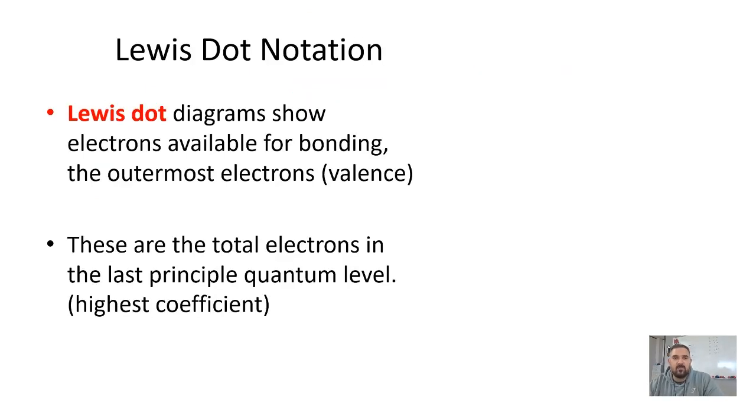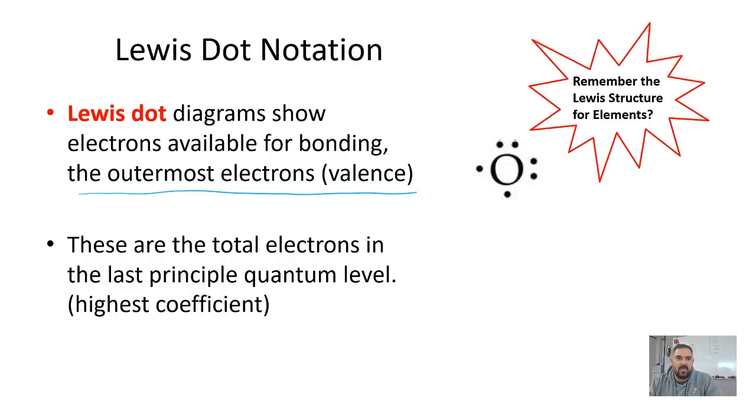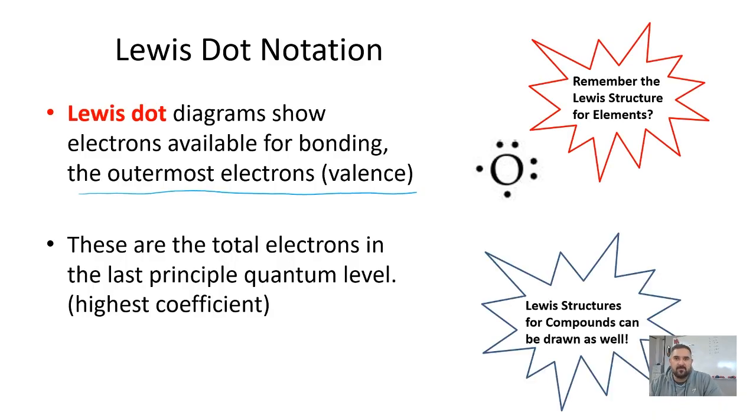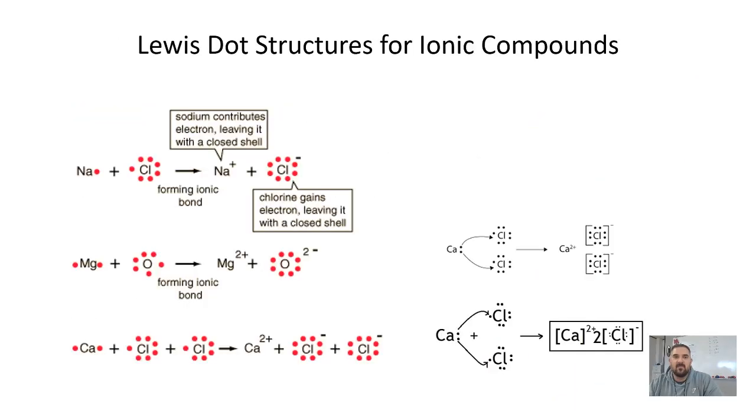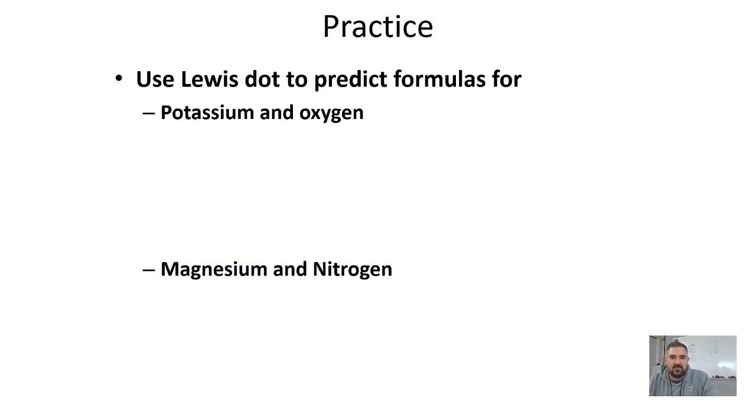Now, what do Lewis dot structures show? They show you the outermost electrons only. So valence electrons are what you're looking at with Lewis structures. So the first ones we're going to do are going to be Lewis structures for ionic compounds, which are very simple. So I'm just going to start with examples. And you guys remember Lewis structures. So for potassium, that's going to be a K. And the total number of valence electrons potassium has is going to be 1.